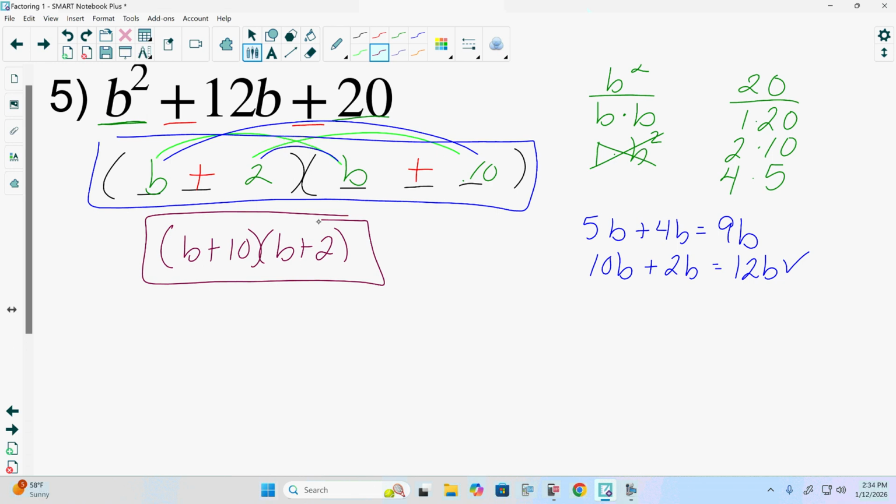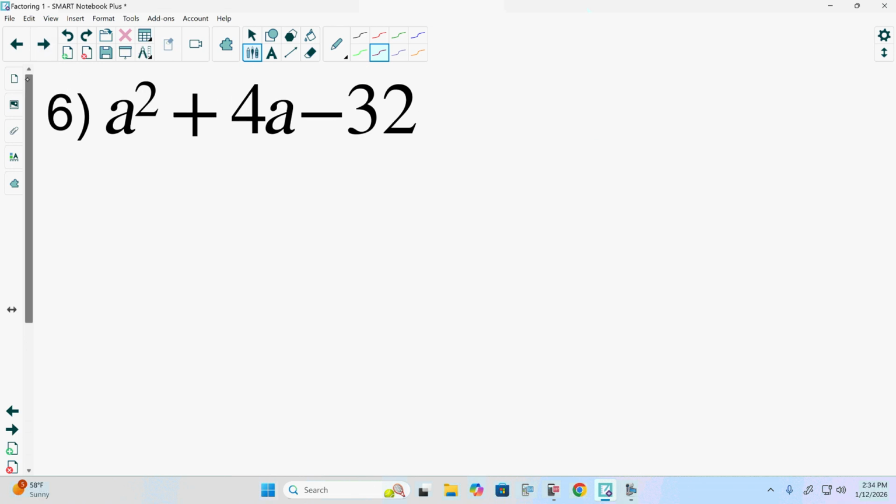Are you ready for the next one? a squared plus 4a minus 32. Is there a greatest common factor? No. So we'll have two sets of parentheses with 3 spaces.